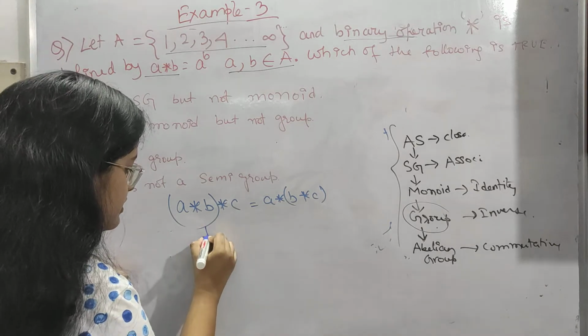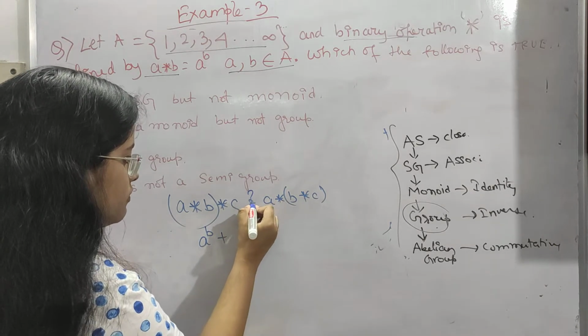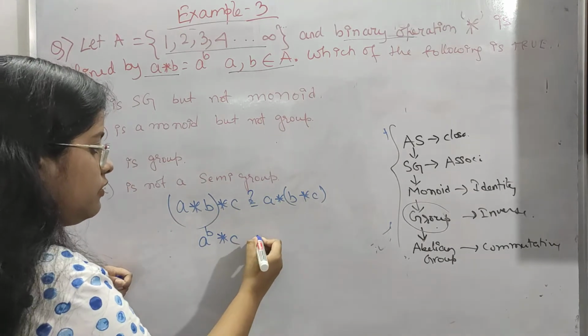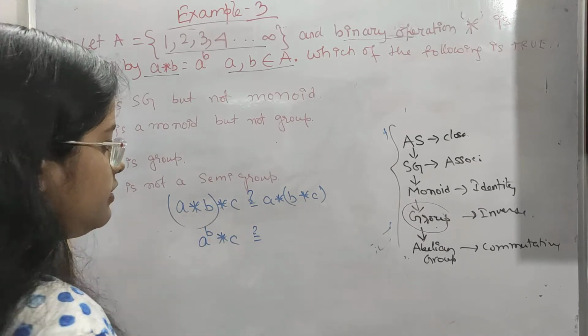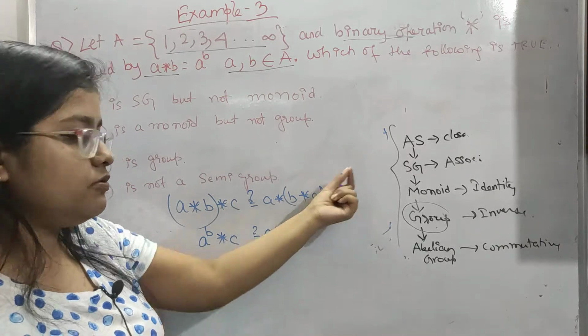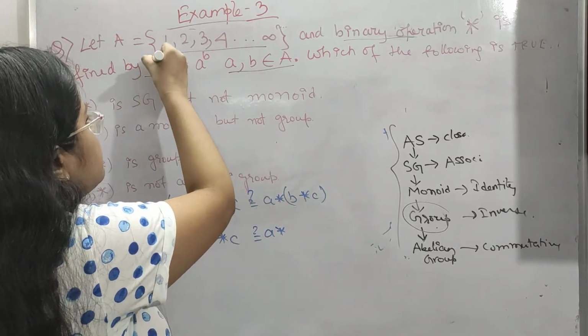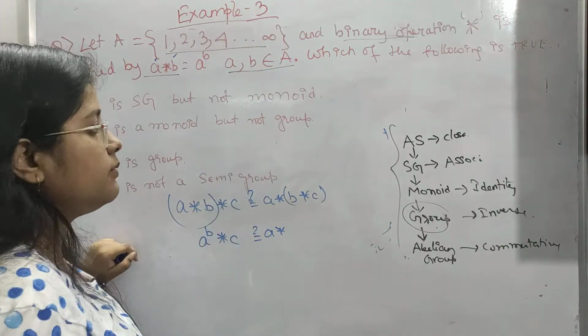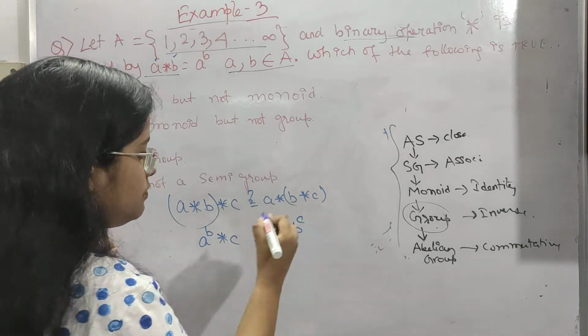So this is coming as A to the power B. So this is not equal, we actually have to find out if it is equal or not. So let's write it down: A star B, and B star C means B to the power C, since it is given as first and second, so the second will be the power. Okay, so B to the power C.